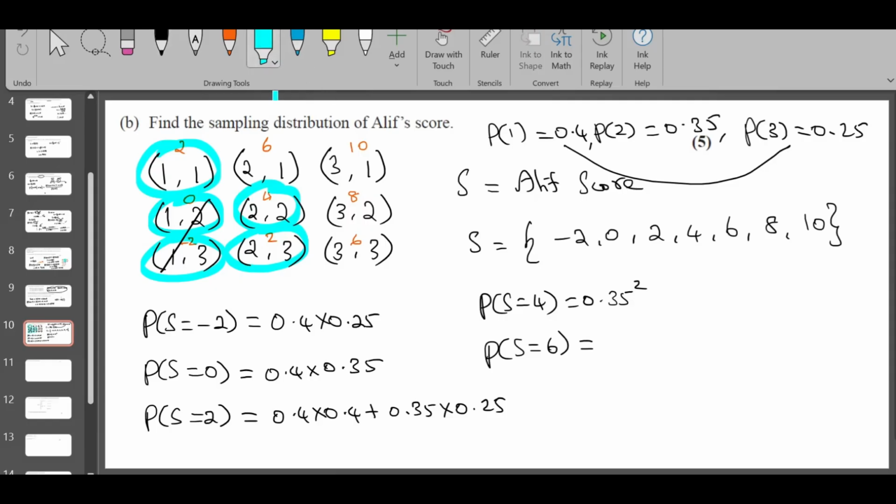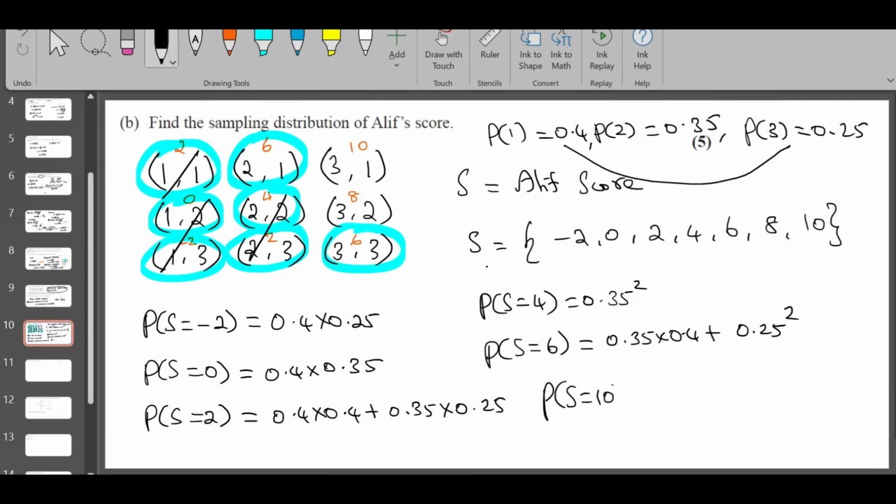Probability of S is equal to 6. For 6, we are done with this and this. For 6 there are 2: 2 1, 2 1, which is 0.35 times 0.4, plus 3 3, 0.25 squared. We calculated 8 already in part A, so I'm going to calculate S is equal to 10 now. 10 is 3 1, so 0.25 times 0.4. Calculate all these probabilities and put it in a sampling distribution table.